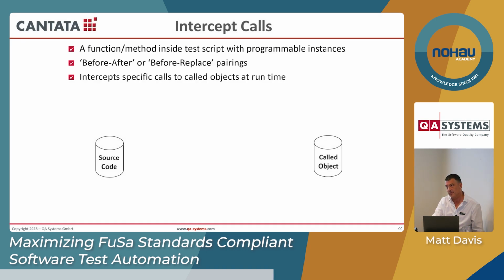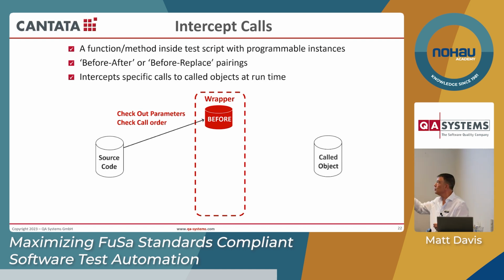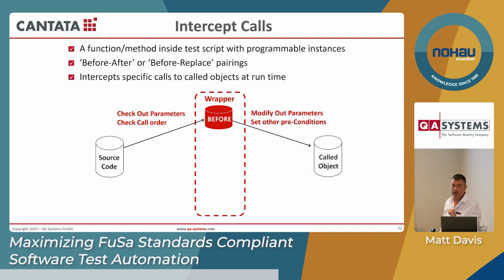Interception is slightly different. Interception is within the compilation unit boundary. Okay? So again, it can be done as a function with a before or after pairing, or before or after replace pairing wrappers, and intercept calls specifically to calls at runtime. So in this case, Cantata automatically inserts additional functions for you to have control. The before one does everything that a simulation does, but it also allows you to change stuff.